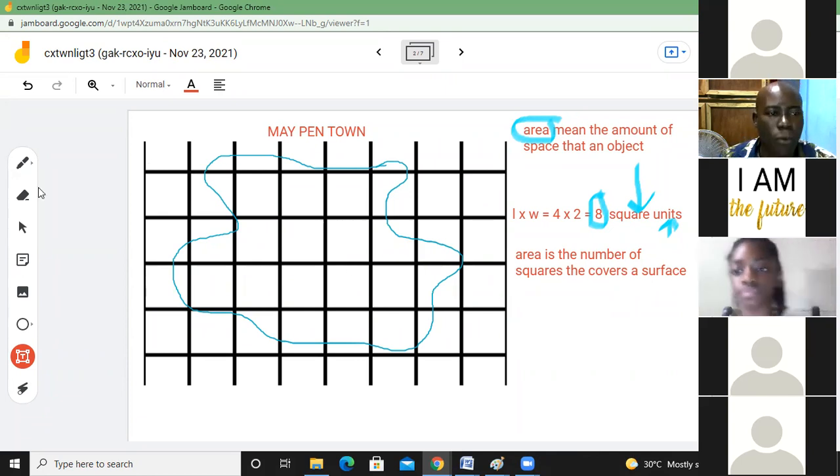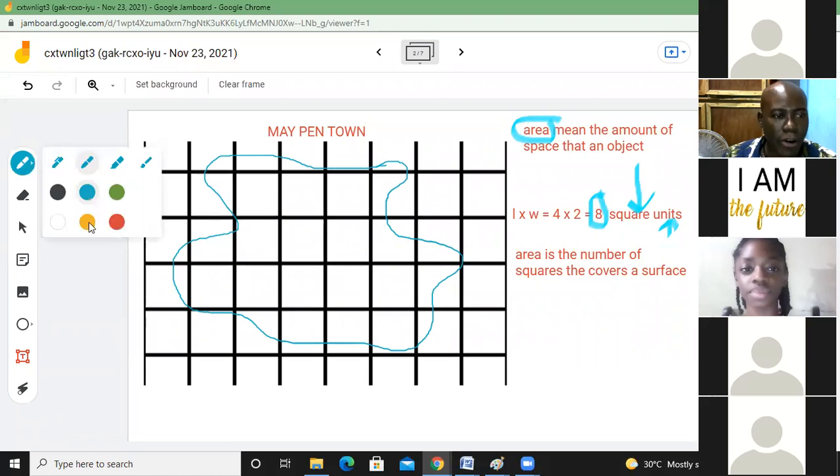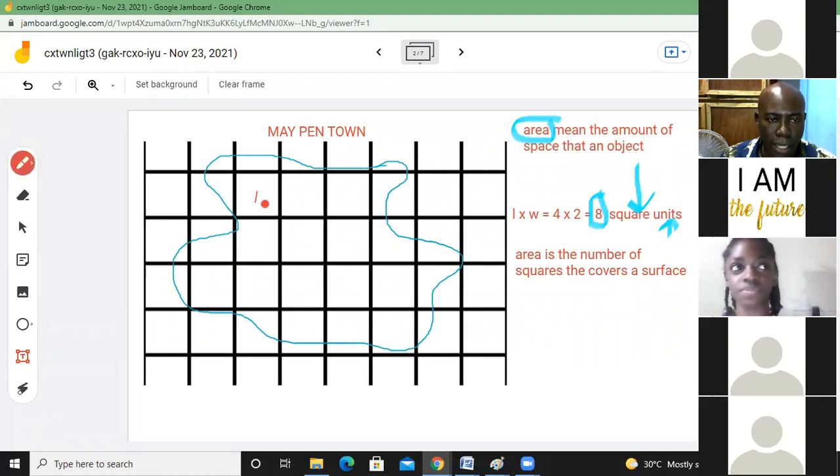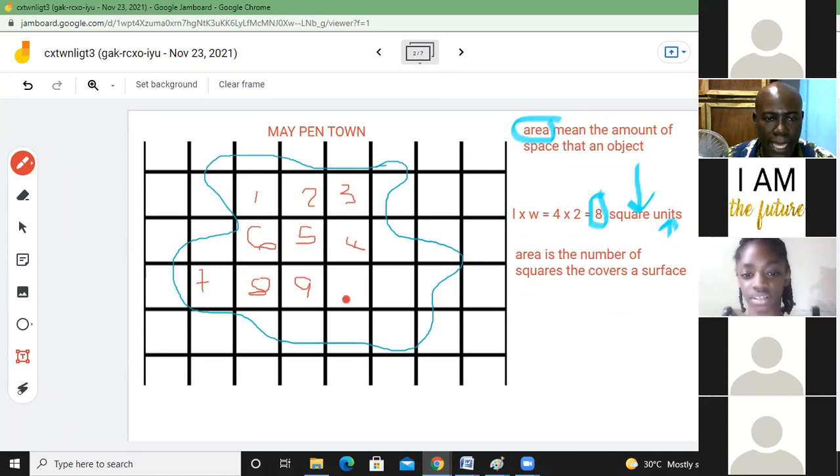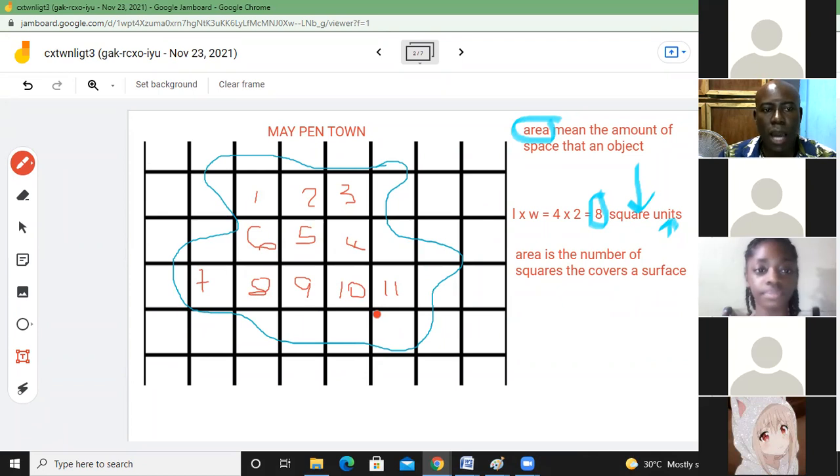So let us start off with the idea of area. Watch. 1, 2, 3, 4, 5. I'm just going to count this one as 6, 7, 8, 9, 10, 11. These are 11 solid squares inside already. Everybody agree? Agreed, sir. Right. Now, what we're going to do now, we have 11 already.